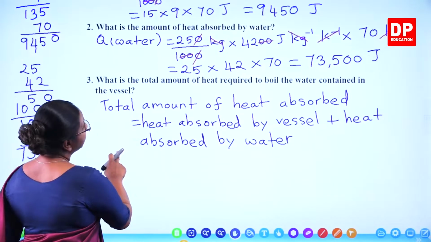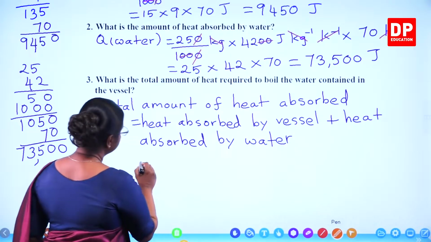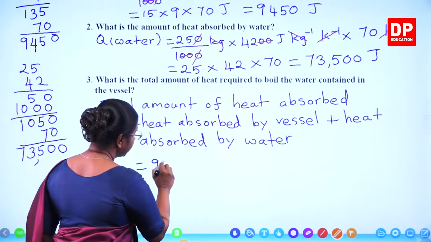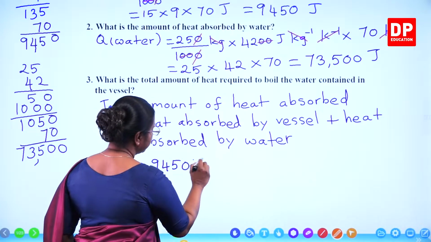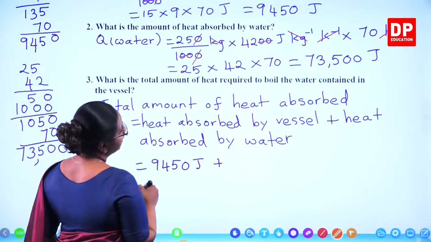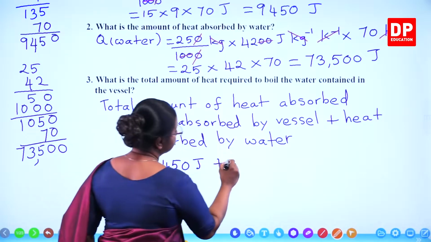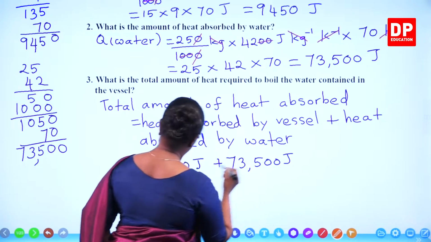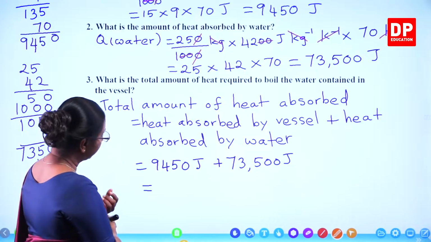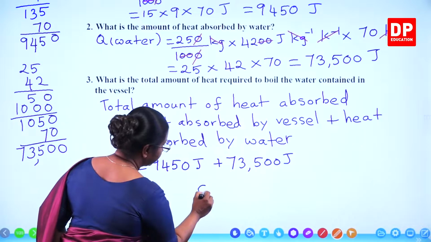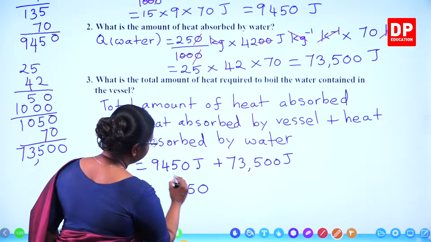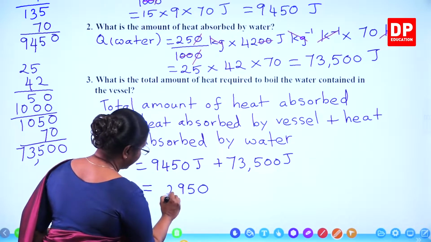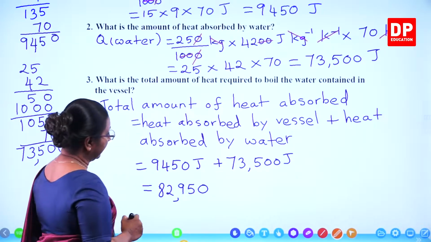So we have already calculated both the values. What was the heat absorbed by the vessel? That is 9,450 joules, plus heat absorbed by water is 73,500 joules. So when you add them together, you get the value as 0, 5, 4 and 5, 9, then 9 and 3, 12, 1, 8.